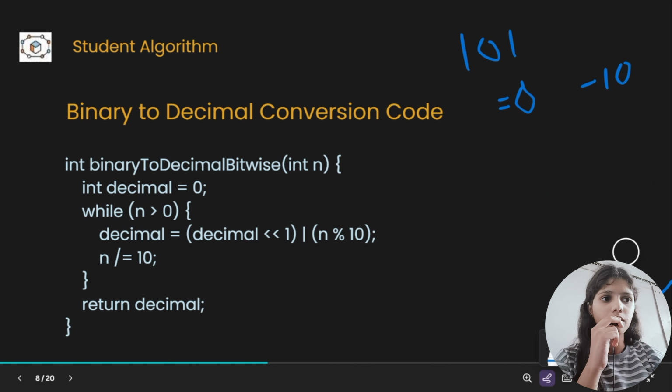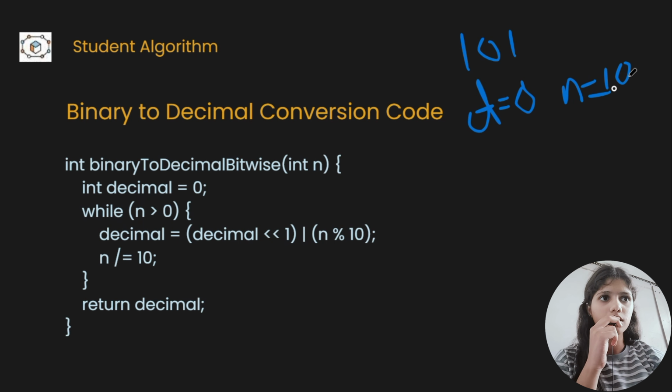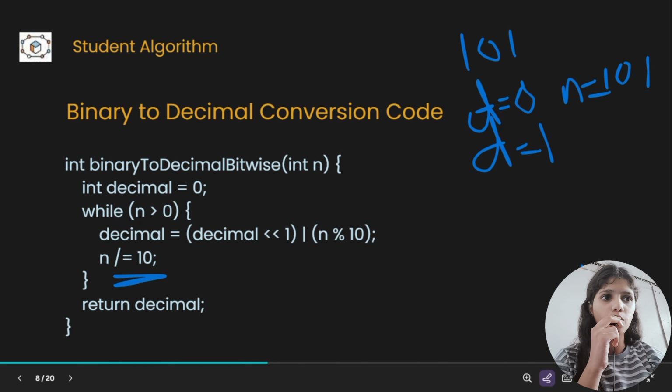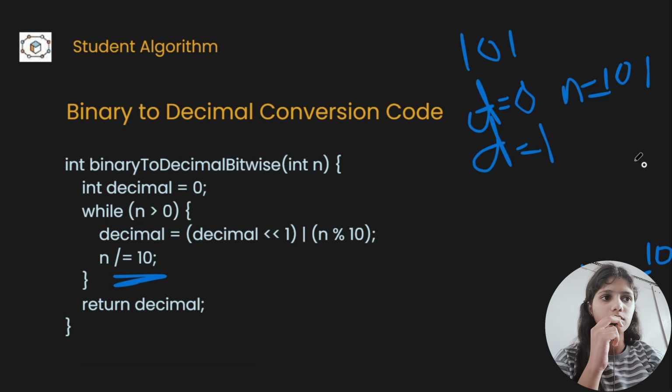Therefore, this is n, right? Now d has turned to 1. After updating decimal, now we update n. So n equals n divided by 10. Now 101 divided by 10 gives you 10, because we should not consider the digits after the decimal point. So then n is equal to 10.